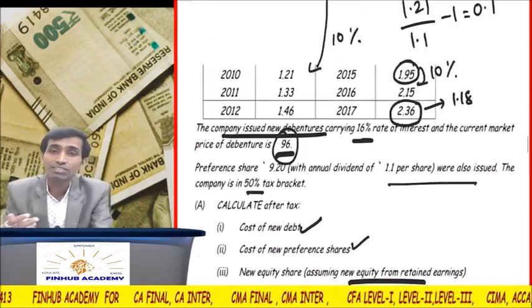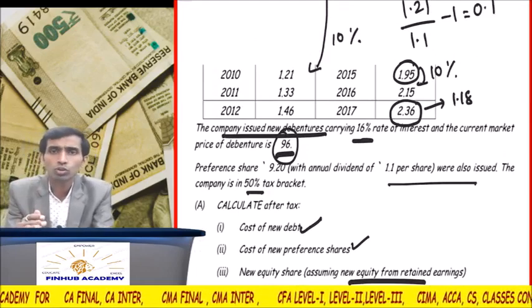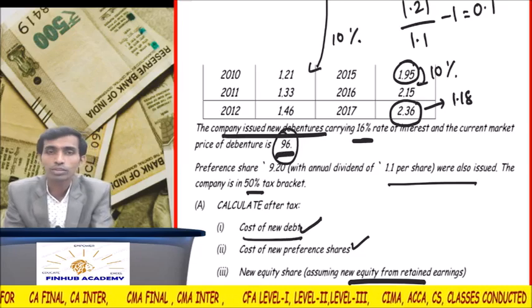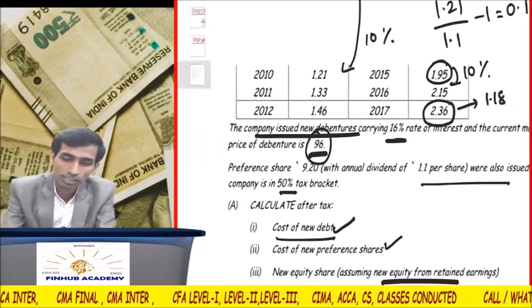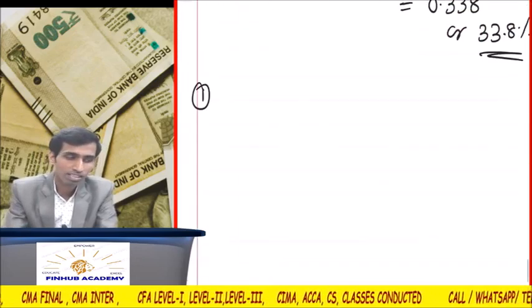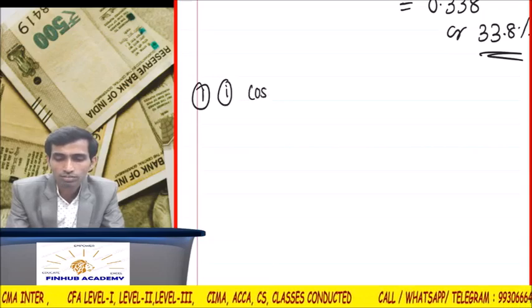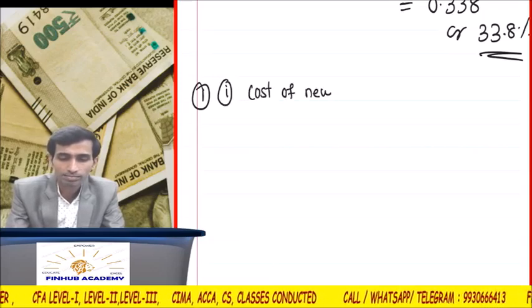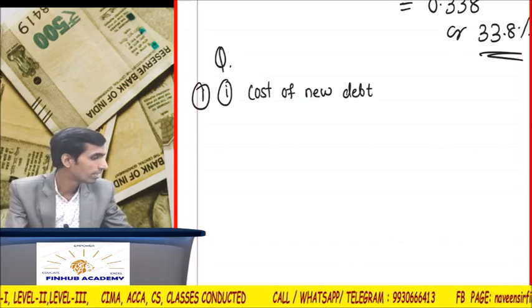Now they have given us the information that new debt will be issued at this rate. Let us go slow. First question is what? Cost of new debt. Let us calculate that. First note, right? Cost of new debt. This is question number what? 58.